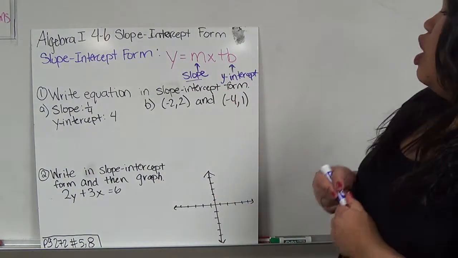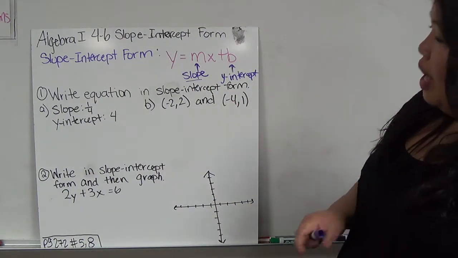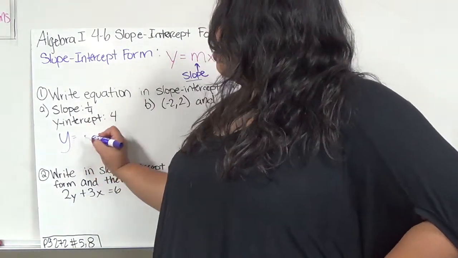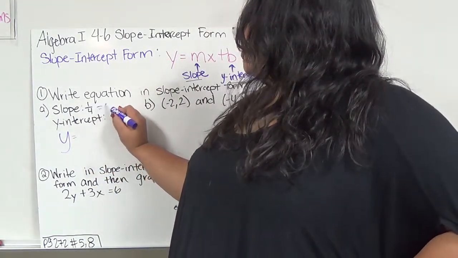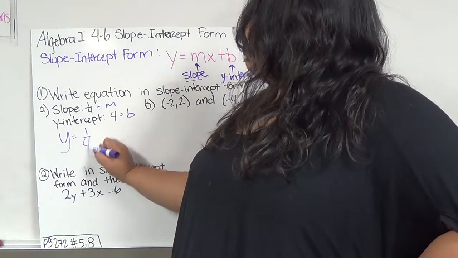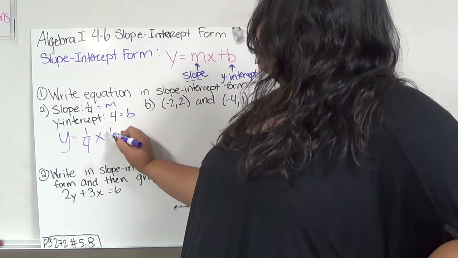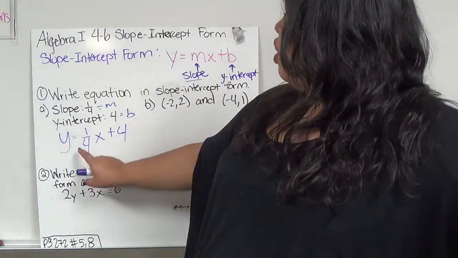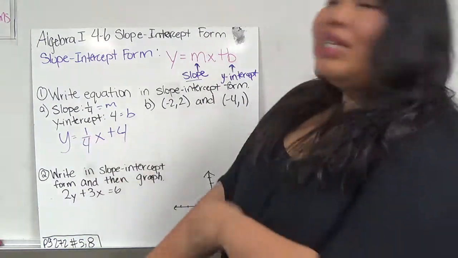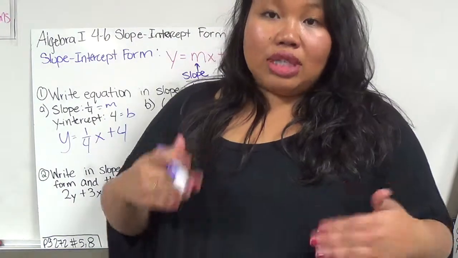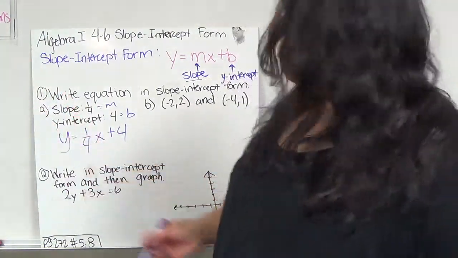So for example, when they want us to write the equation on 1a, slope is 1/4, so y stays y, equals, this is our m, and this is our b. So 1/4 x plus 4. So remember, you fill in the m and the b, but the y and the x stay the same, because we need that to find out how to actually apply the equation.